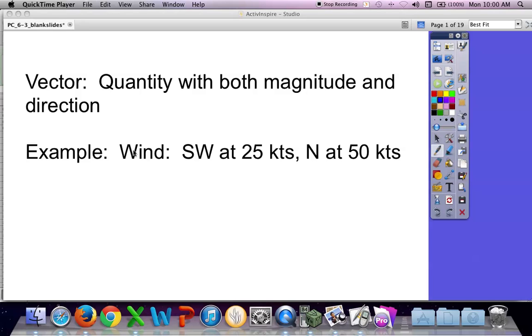So by vector, what we mean is it's a quantity that has both a magnitude and a direction. For example, the wind has a magnitude or a size, a strength, that we usually give in miles per hour or knots, but it also comes from a certain direction, and that's what makes it a vector, right? Every wind is not the same that's 25 knots. It would be a different wind if it was northwest or southwest, right? Or north at 50 knots.